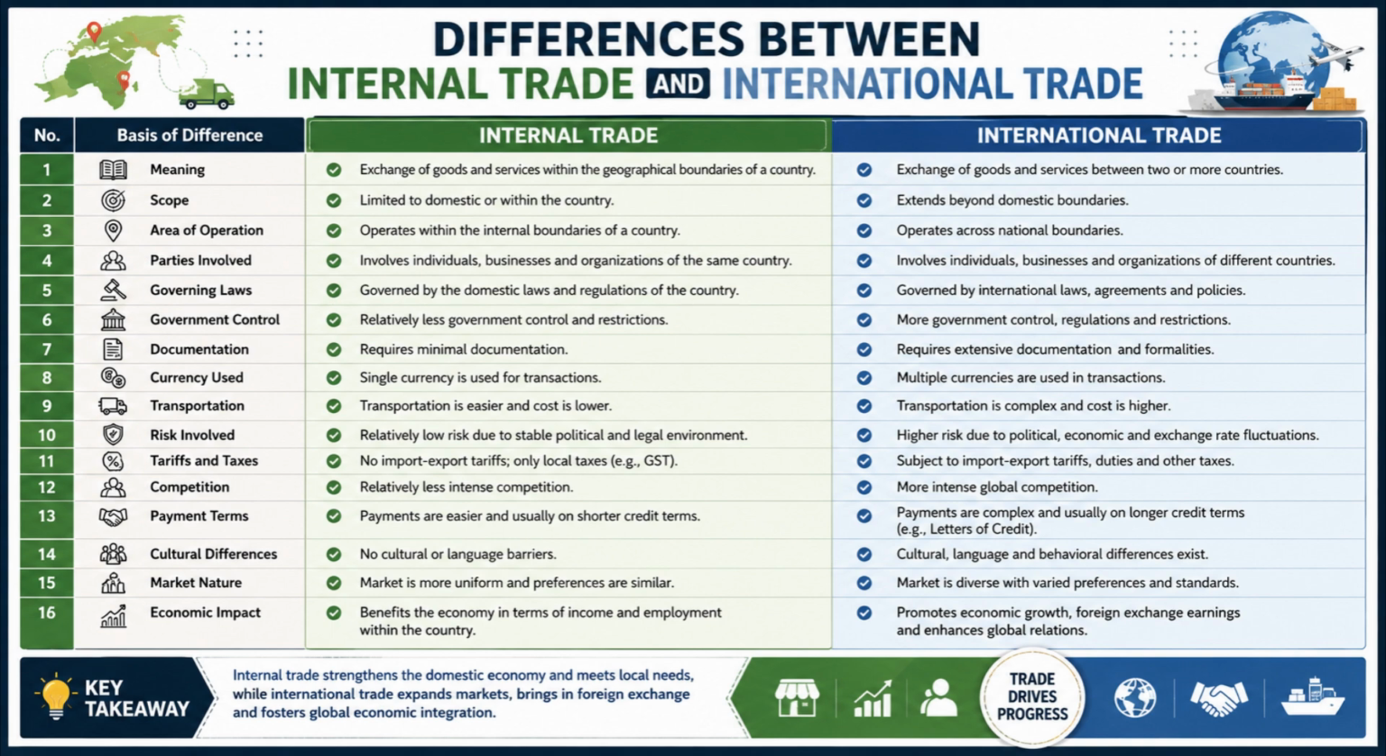Number 9. Transportation in internal trade is simpler and less costly, whereas transportation in international trade is more complex and expensive due to longer distances and border procedures. Number 10. Internal trade involves relatively lower risk, whereas international trade faces higher risks due to political instability, economic fluctuations, and exchange rate changes.